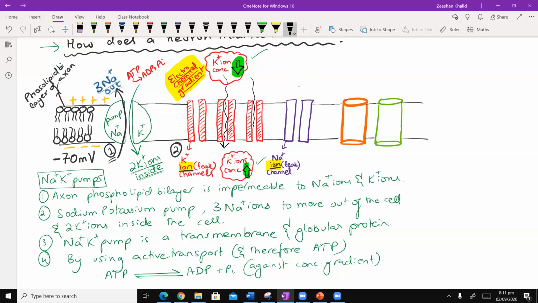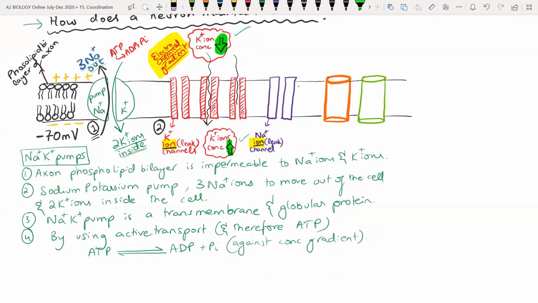I'm so sorry. They will move from inside to the outside, higher to lower. Like this. You understand? Okay.